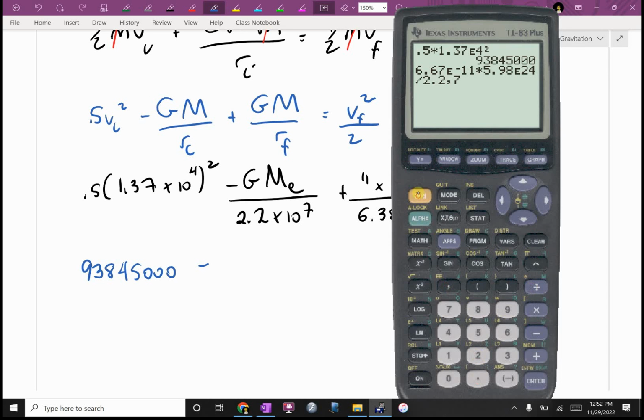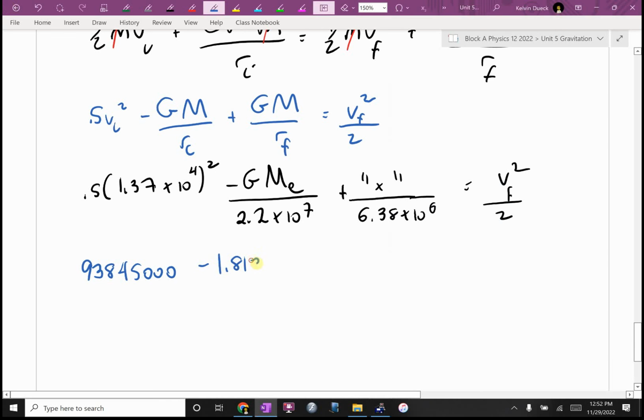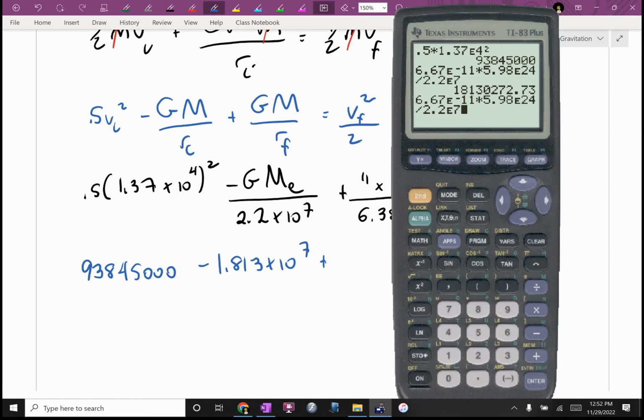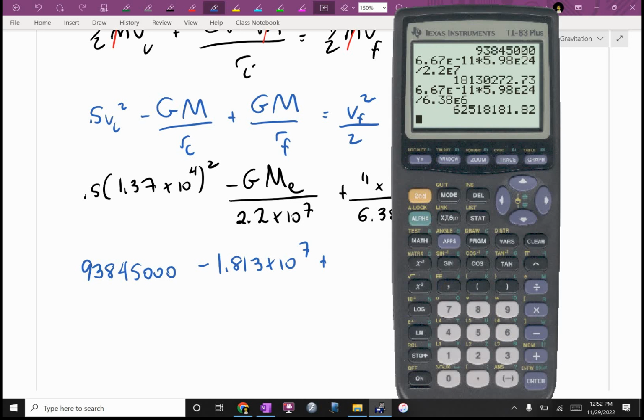I got a typo. 6 point, looks good, looks good, looks good. Do you get 1.813 times 10 to the 7th? Backspace. Edit. 6.38 times 10 to the 6th. 625, 181, 181, 625. 6.252 times 10 to the 7th.